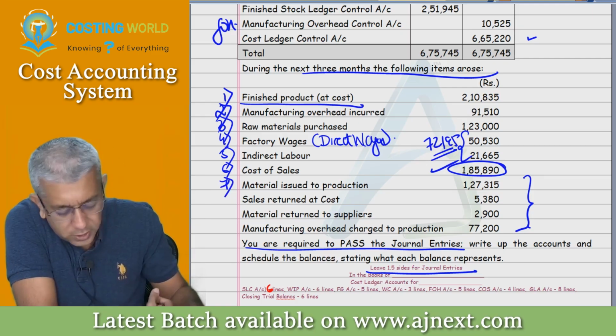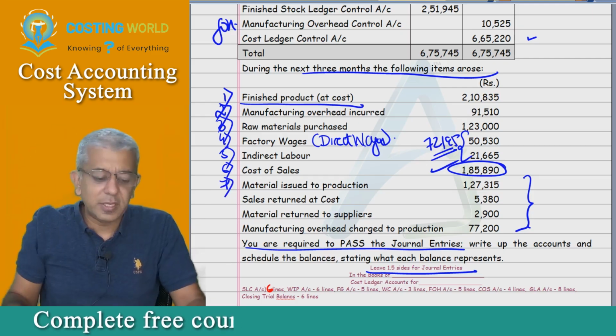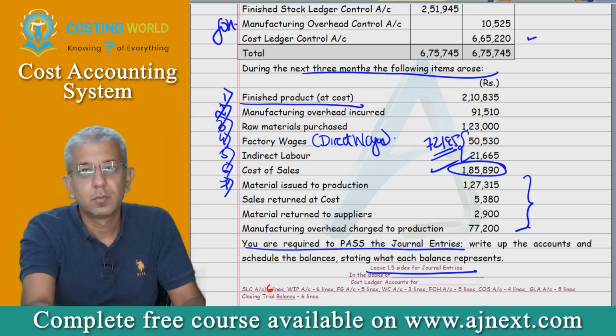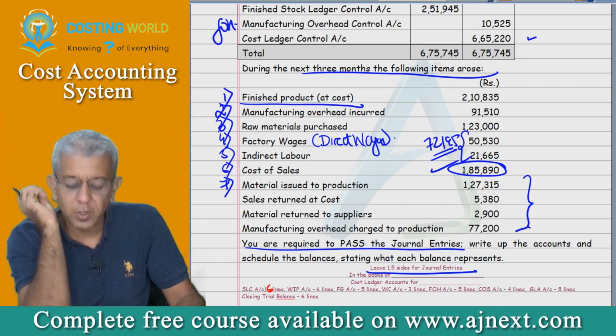Material issue to production. You all can tell me the entry, it's easy. WIP account debit to SLC.